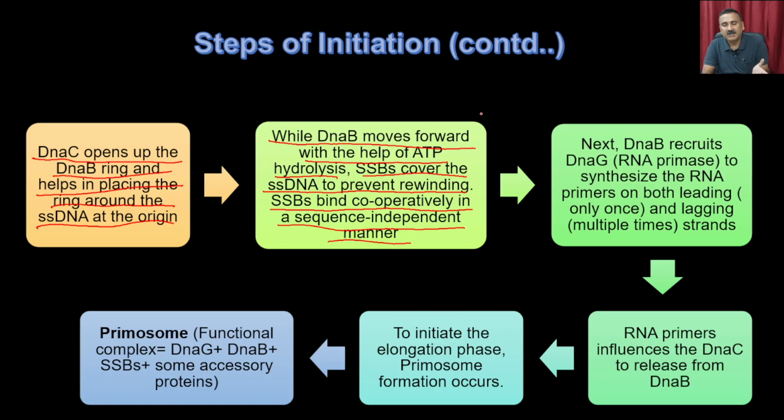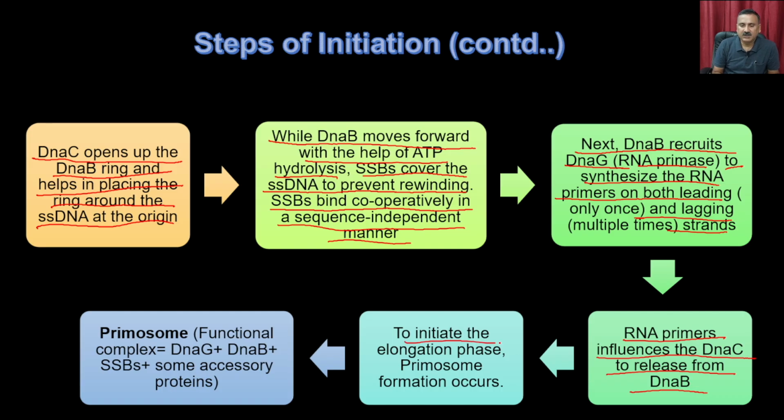So, SSBs are actually going to bind the nucleotides, and that is how they are going to destroy the affinity of the complementary strands, and that is how they keep the strands in the single-stranded state. Next, DnaB recruits DnaG, which is called RNA primase, to synthesize the RNA primer on both the strands, the leading strand and the lagging strand. And then the RNA primer influences DnaC to release DnaB from the site, right.